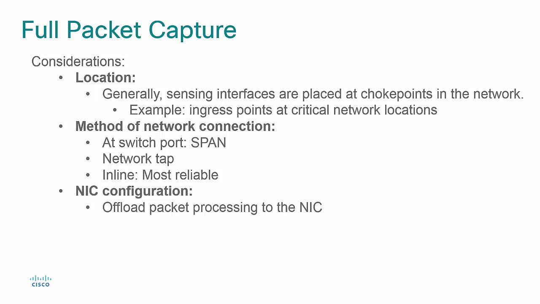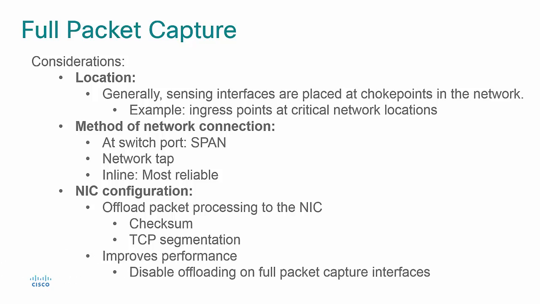In today's networking environment, certain aspects of packet processing that were originally done by the operating system can now be offloaded to the NIC. Examples include the checksum and TCP segmentation offload. This offloading can improve system and network performance, and from an NSM perspective, it is critical that the packets that are captured are exactly what is transferred on the network. Care must be taken to ensure that the offloading features are disabled on full packet capture interfaces though. Security Onion, for example, automatically disables these offloads on its sensing interfaces.